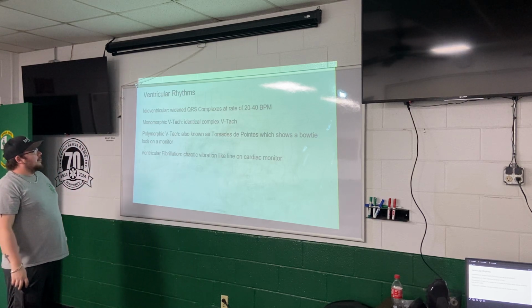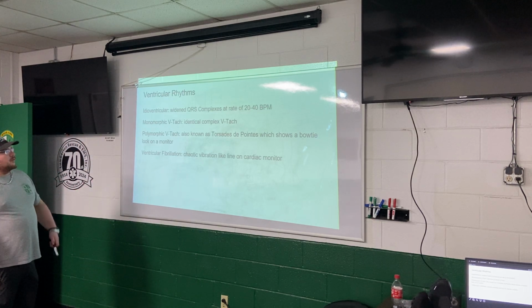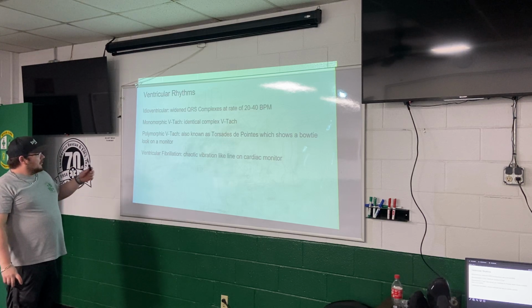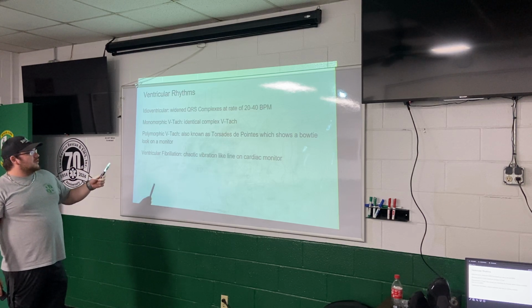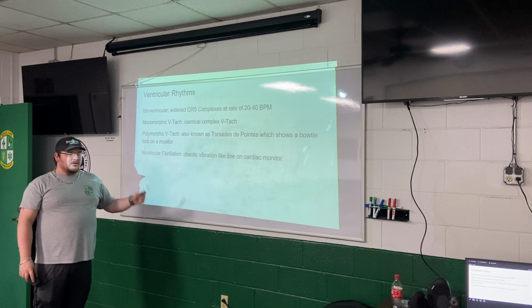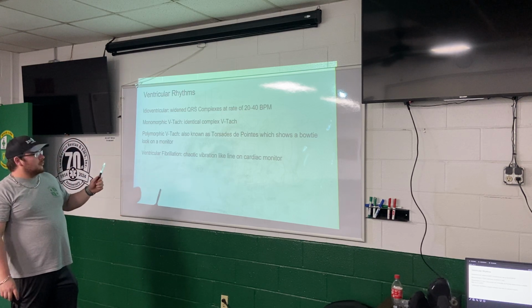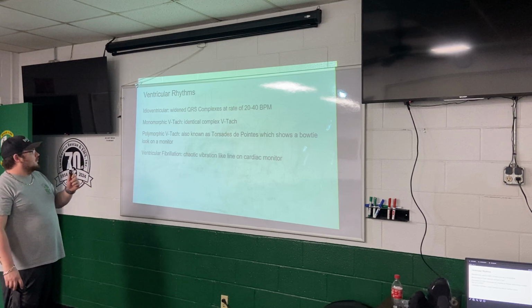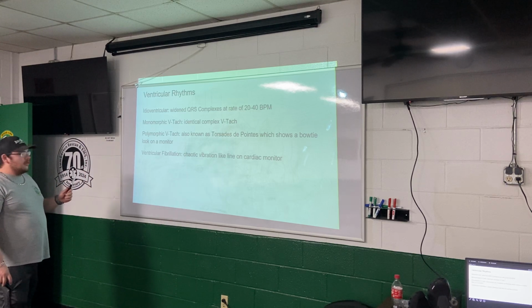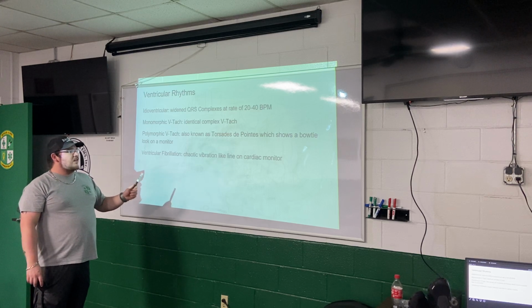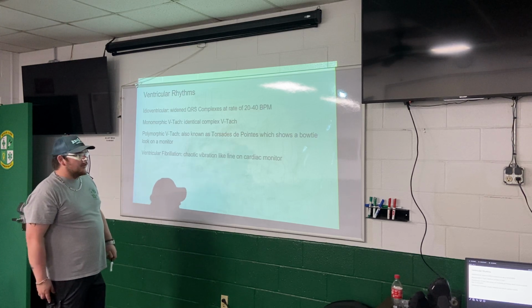Ventricular rhythms. We have idioventricular, which is widened QRS complexes at a rate of about 20 to 40. We have monomorphic VTAC, which is identical-complex ventricular tachycardia. Polymorphic VTAC, also known as torsades de pointes, shows a bow tie look on a monitor that we'll go over. And then we have ventricular fibrillation, which is a chaotic, vibration-like line on a cardiac monitor.